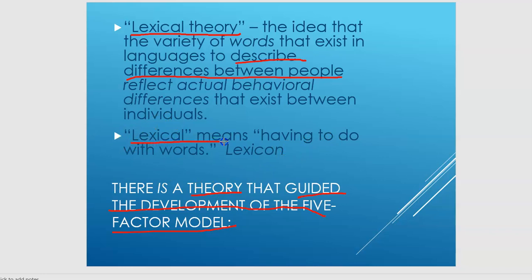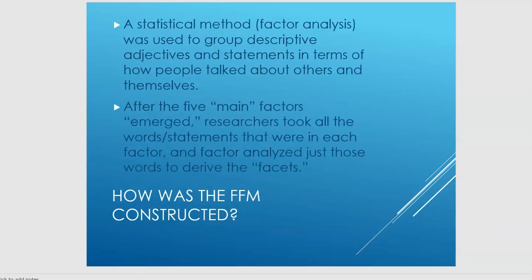There is a question in the quiz bank, like, what does lexical mean? Lexical means having to do with words. For instance, a lexicon is a list of specialized words. A dictionary is a lexicon. And as a matter of fact, when people started developing the five-factor theory, the very first thing that they did was go to a dictionary and start sorting all the words that were adjectives for describing differences between people.